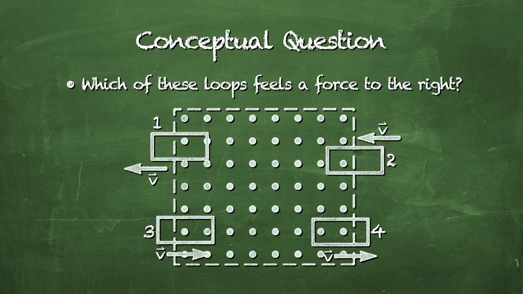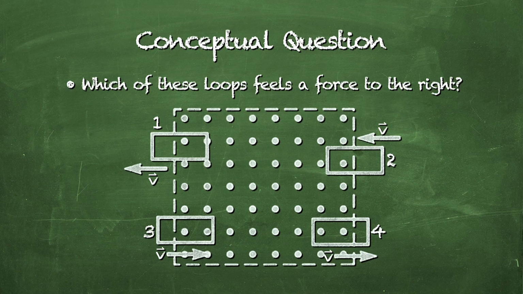We looked at this and we answered the question of the direction of the current previously using the concept of the magnetic force on the electrons in the wire. Now we're going to use Lenz's law to figure out the direction of the current in each of these loops and answer the question, which of these loops feels a force to the right? That's the actual question that's being asked here.